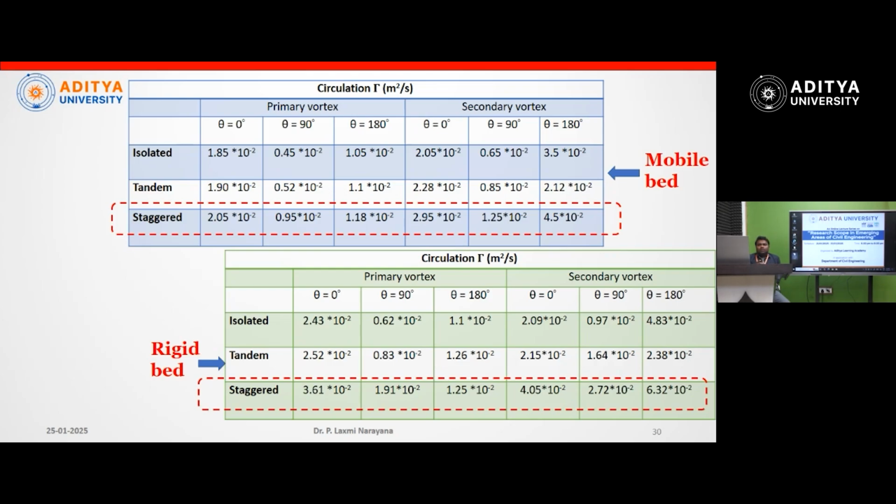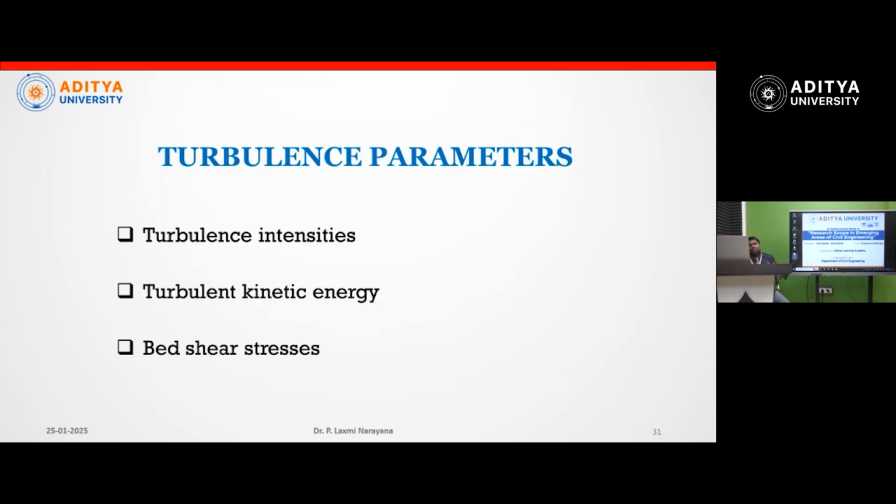In both rigid and mobile bed cases, I'm getting the maximum in the staggered case only. It means what it is saying is more erosion and more deposition have been occurring in the staggered case compared to tandem. So this is the understanding, because large numbers have been seen in the staggered case, which are highlighted with red color. So these are the circulations.